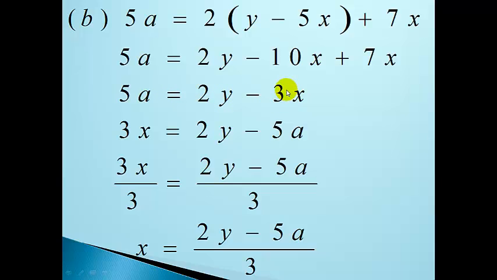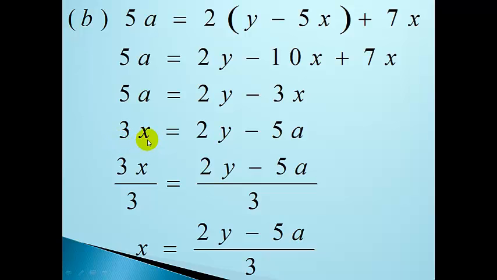Now, because we are solving for x, minus 3x on the right hand side comes to the left hand side. So minus 3x on the right hand side becomes plus 3x on the left hand side, is equal to 2y minus 5a. That is, 5a on the left hand side becomes minus 5a on the right hand side. If 3x equals 2y minus 5a and we are solving for x, then we have to divide both sides by the number attached to the x, and that is 3.